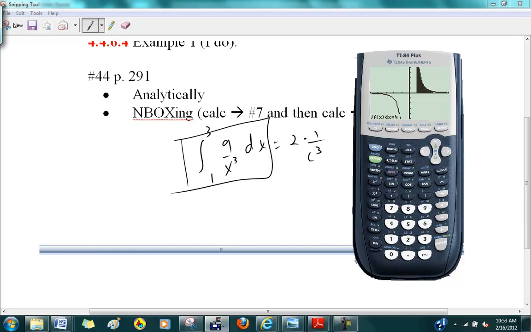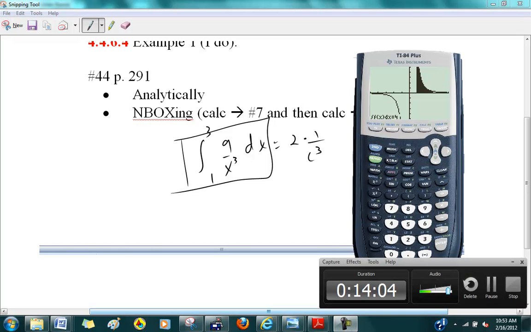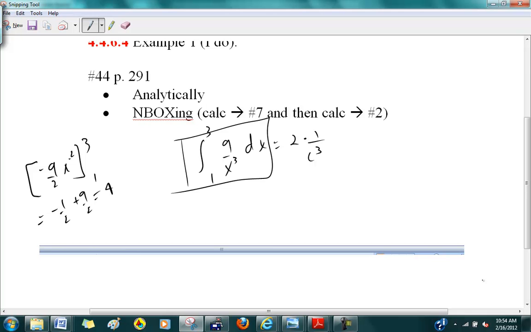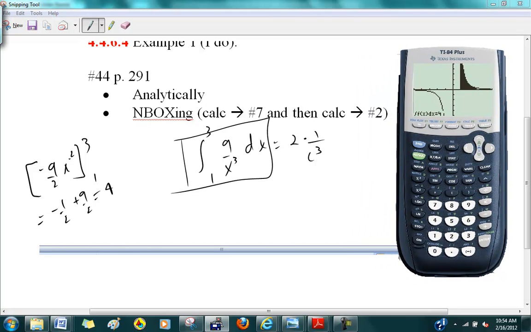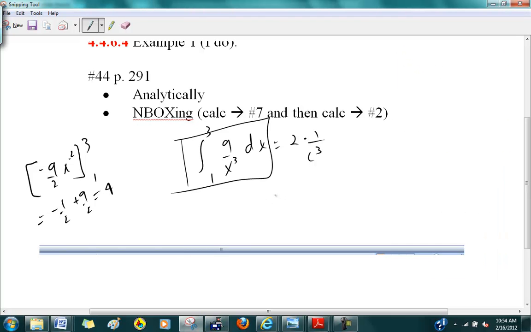Okay, I think I'm going to pause here for a minute and see what's going on here. Yeah, so that was 4 indeed. Okay, so what I'm asking you to do with calc number 2 is you're going to take this equation that you have, 4 equals 2 over c cubed, and rewrite this so that c cubed equals a half.